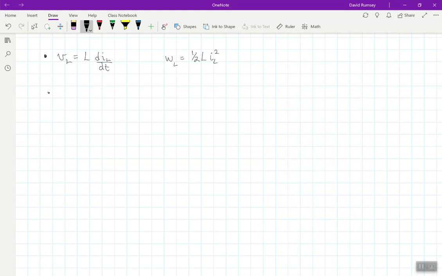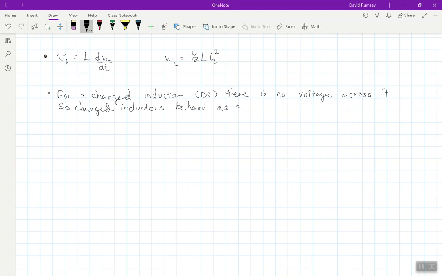Now some other important things here. Remember, for a charged inductor, and I like to think of this in DC cases because that's typically what we're looking at, there is no voltage across it. So charged inductors behave as shorts.